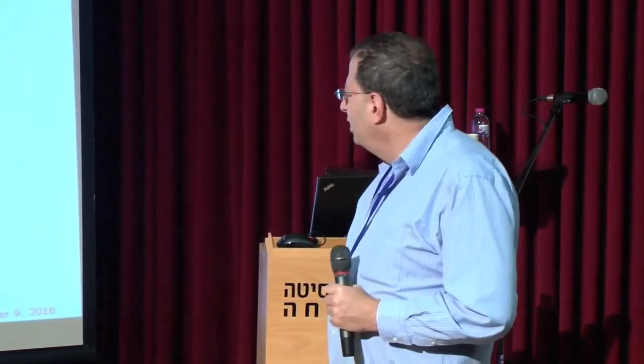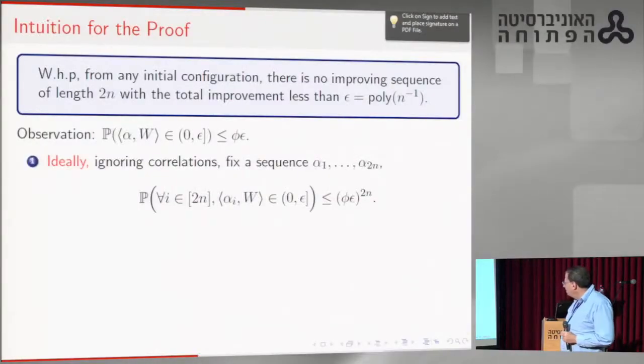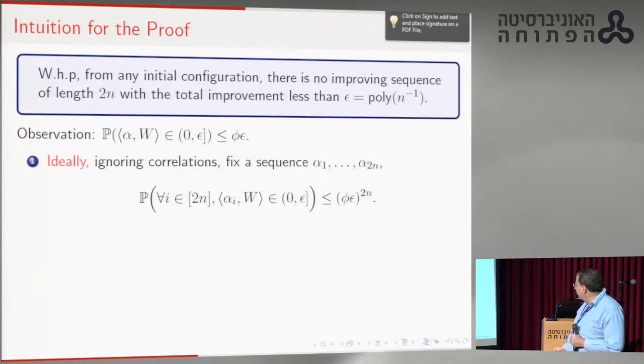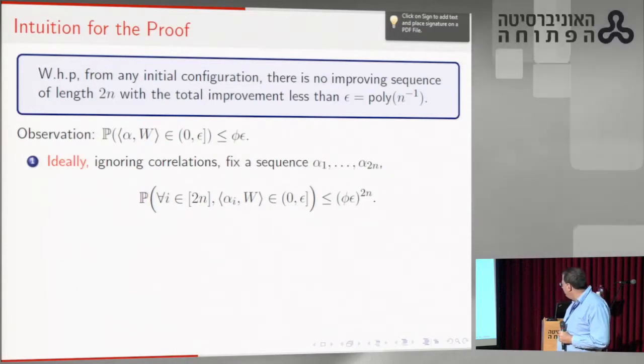So this is where my version will not work. Version of the problem. Yes. Okay. Now what we'd like to say is, now let's look at the block of these 2n improvements. In each one, we have probability bounded by phi epsilon. So 2n of them, it should be bounded by phi epsilon to the 2n.